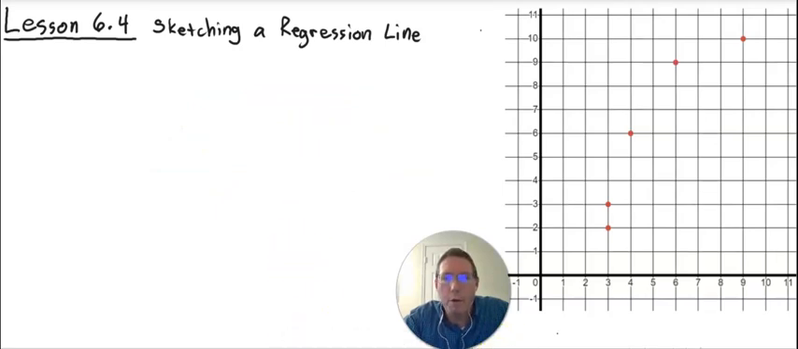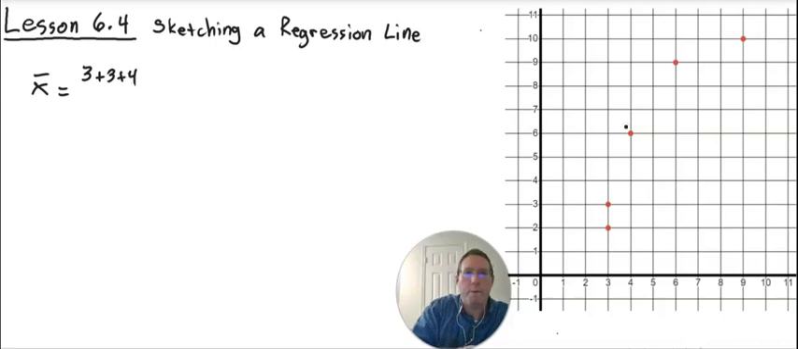All right, so here we don't have the table, but we don't really need the table. To find x bar, we need to find the average of all the x coordinates. We have two 3s and then a 4. So we can just do 3 plus 3 plus 4, okay? And then this point right here is a 6, and this point right here is a 9. So we'll do plus 6 plus 9, divided by 5, because there are 5 points, okay?